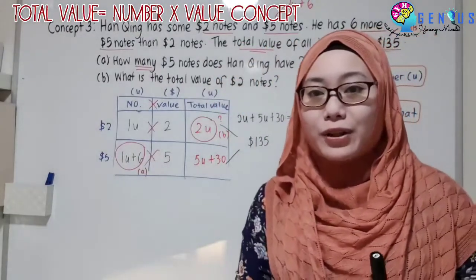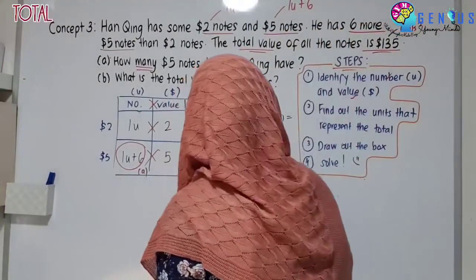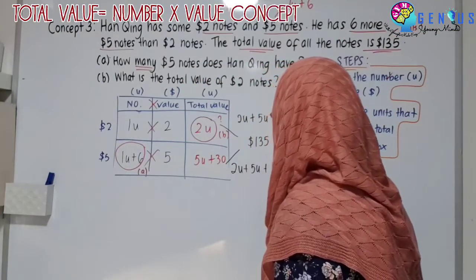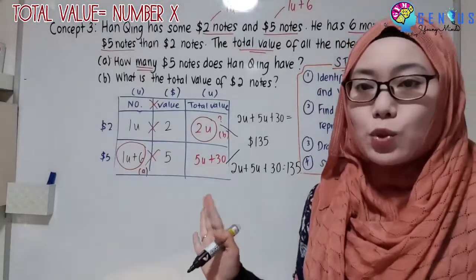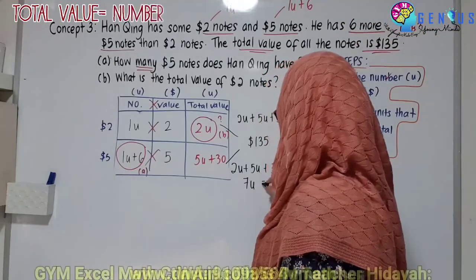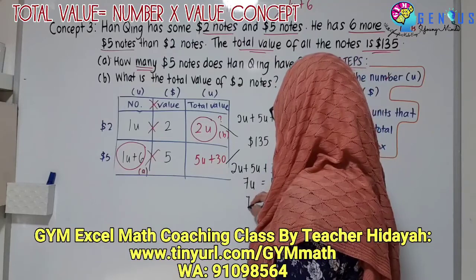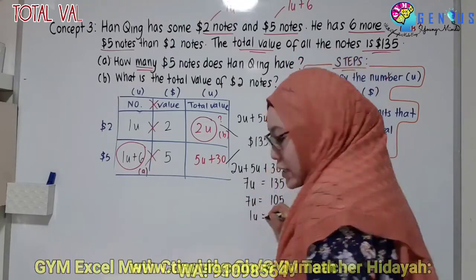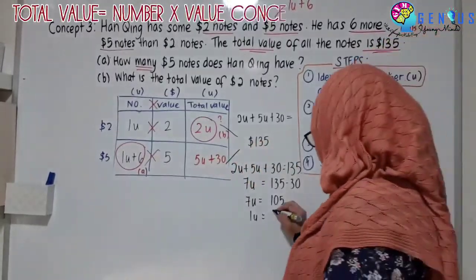Now let's go and find out the answer. Very easy. I'm going to rewrite here 2 units plus 5 units plus 30 equal to 135. We group all the units to one side and all the numbers to the other side. So we have 7 units equal to 135 minus 30. So 7 units is 105. 1 unit is 15. Yes, 1 unit is 15.